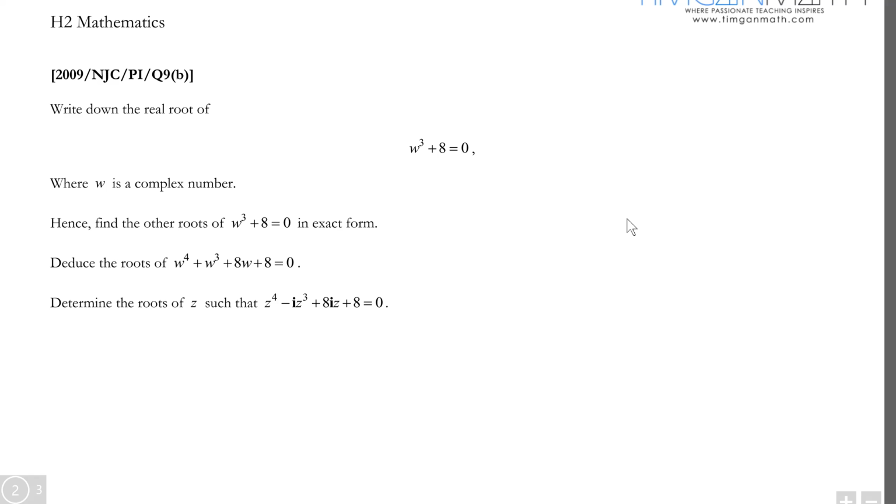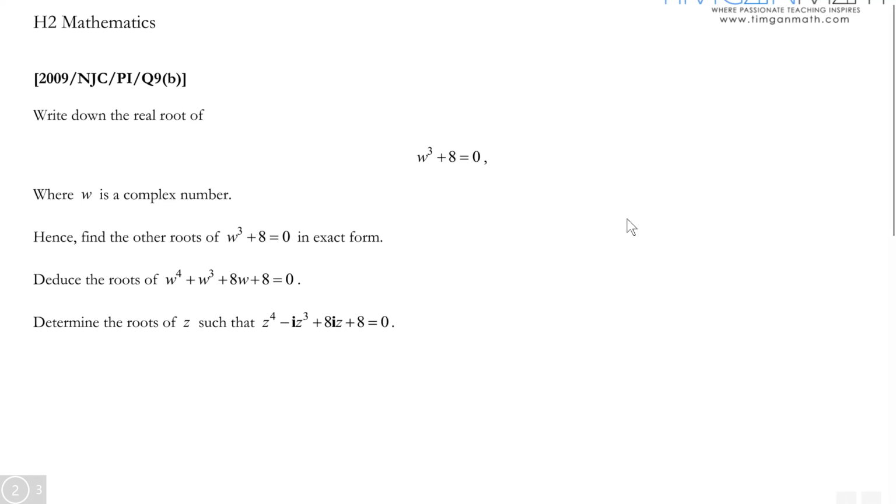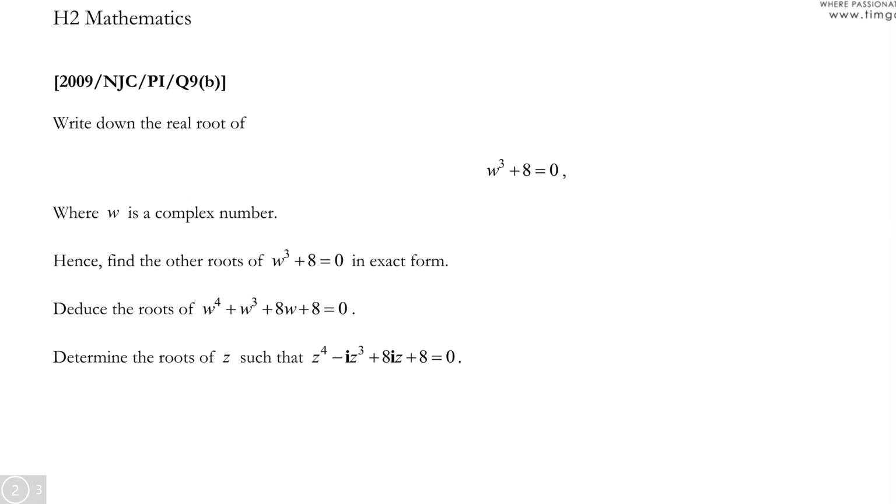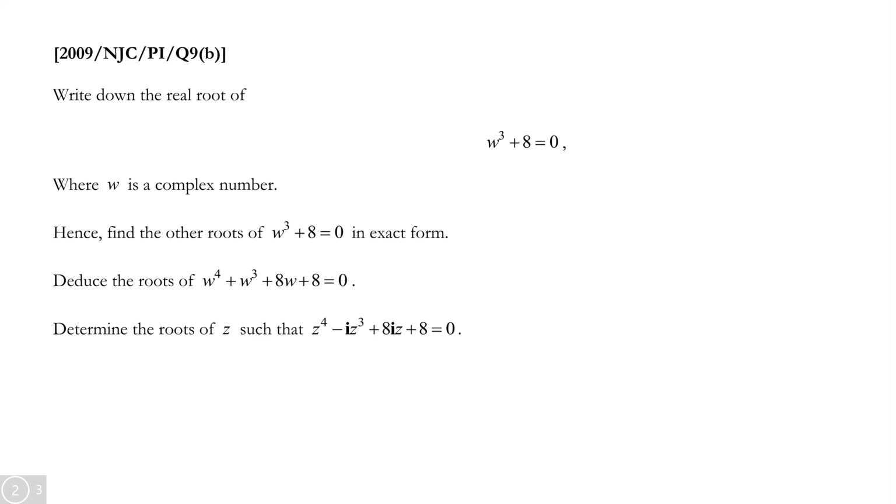This question here, past year, NJC 2009. So the first thing they ask you to do is find the other roots. Write down the real root of this expression here. At a glance, I could see that when w equals -2, this satisfies this equation. But obviously you could use your GC to solve it as well. So you just key into the poly simultaneous root finder, and you should be able to find the root.